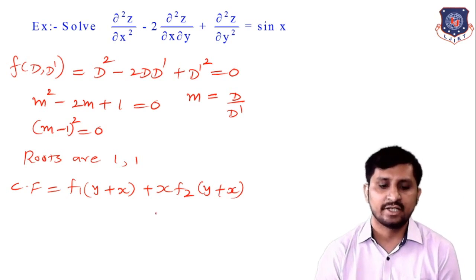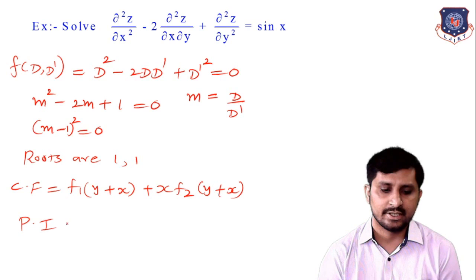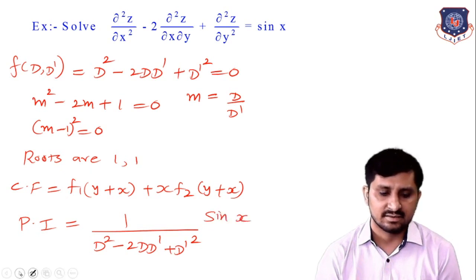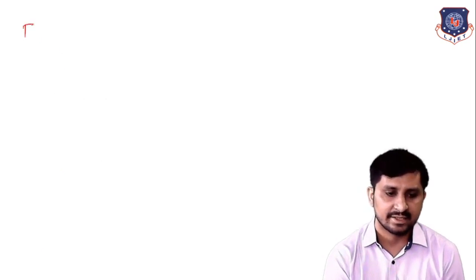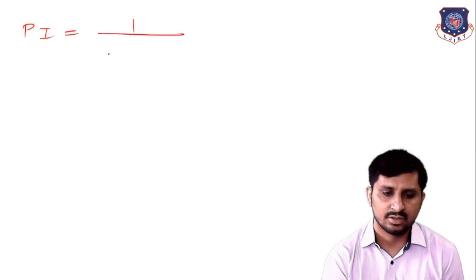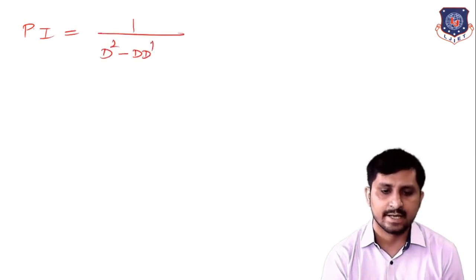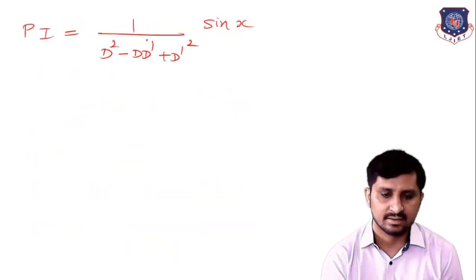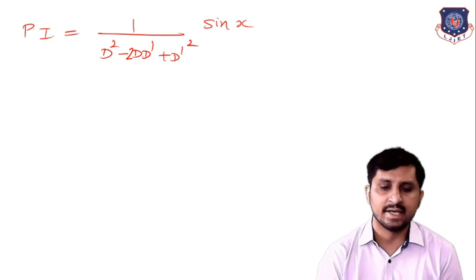Now I want to find the particular integral. So the particular integral is 1 upon f of d dash, so 1 upon d square minus 2d dash plus d dash square, sin x. So this is my particular integral. Now I write this particular integral once again on the next page: 1 upon d square minus 2d dash plus d dash square into sin x.